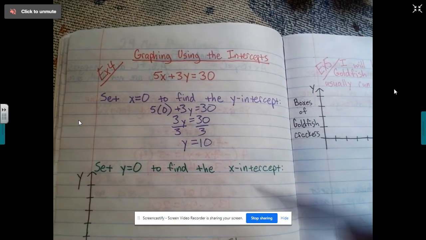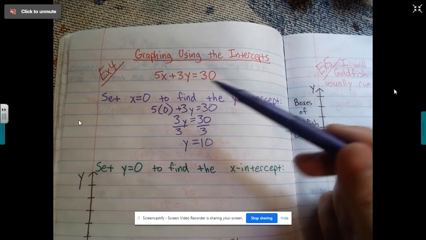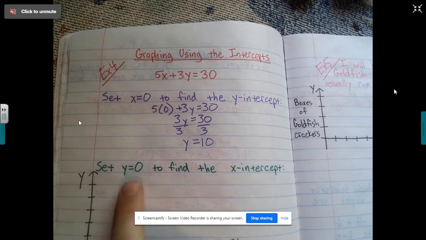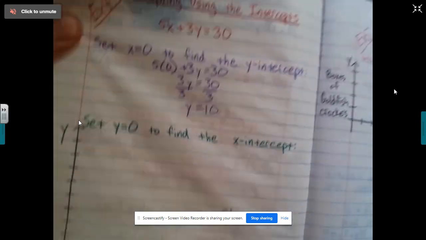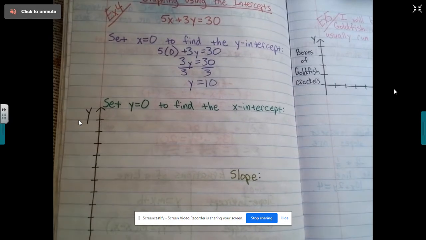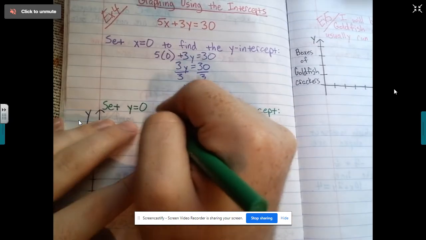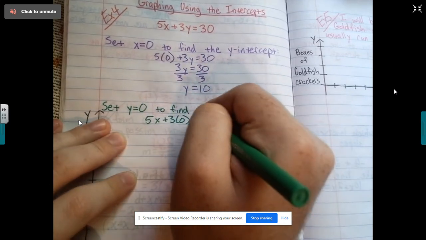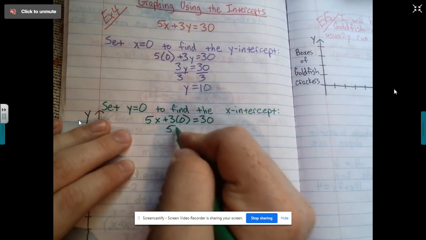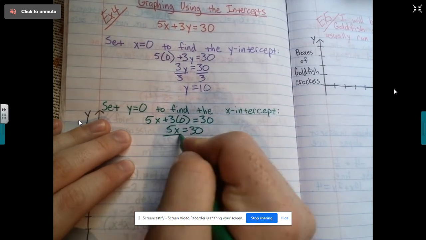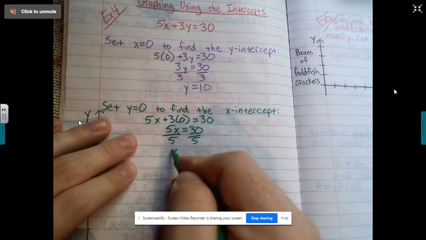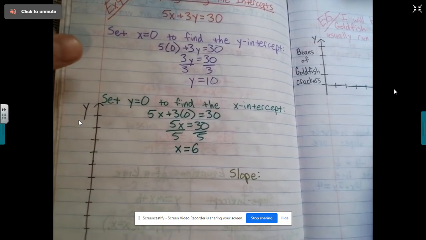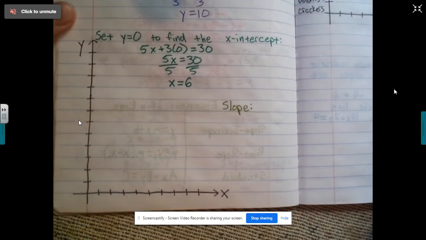Then we're going to do the same thing to find the x-intercept by setting y equal to 0. So when we set y equal to 0, that will give us 5x plus 3 times 0 equals 30. So 5x equals 30. Divide both sides by 5, and we get that our x-intercept is 6, at the point (6, 0). When x is 6 and y is 0, that's where we cross the x-axis.